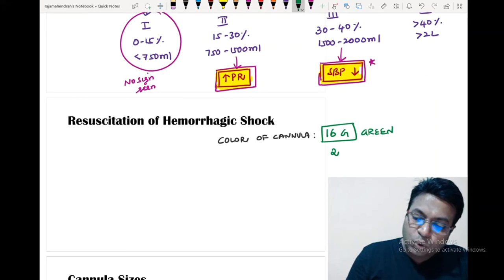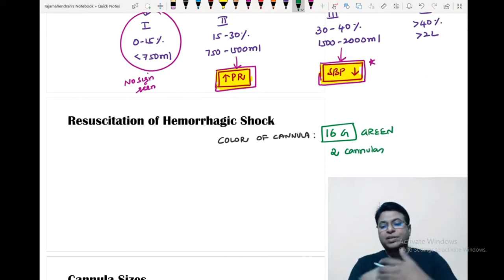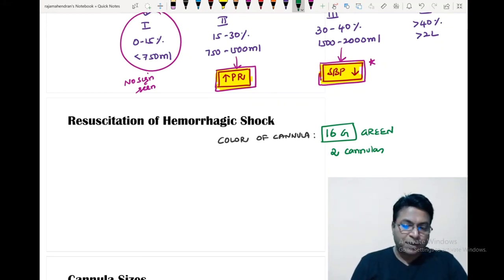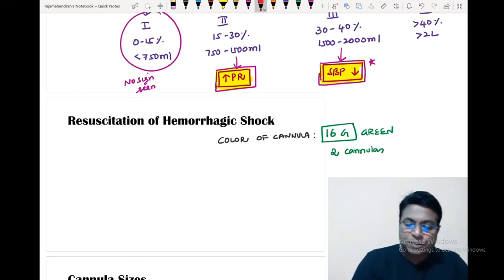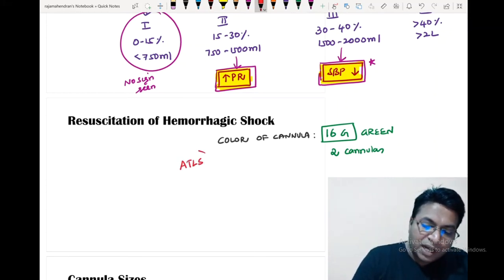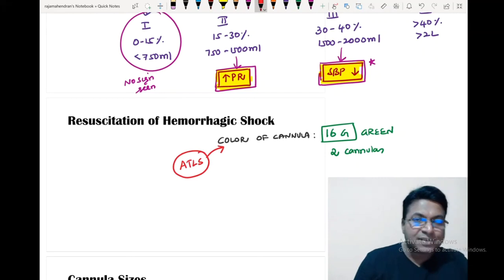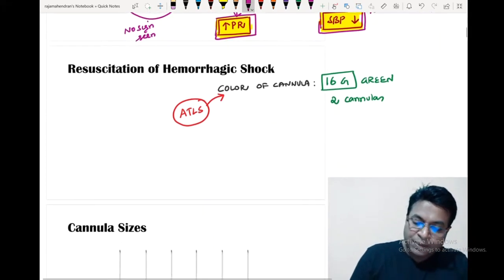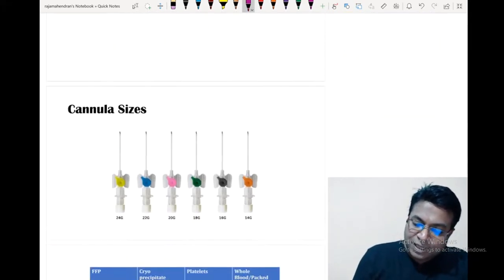Two cannulas should be used for resuscitating hemorrhagic shock patients. Put 2 cannulas, one on each side. This is the commonly used or advised cannula as per the ATLS guideline, the Advanced Trauma Life Support guideline. But if I want to give more fluid, what is best? If I want to give more fluids, I can also use the following cannulas. 16 gauge gray can be used.